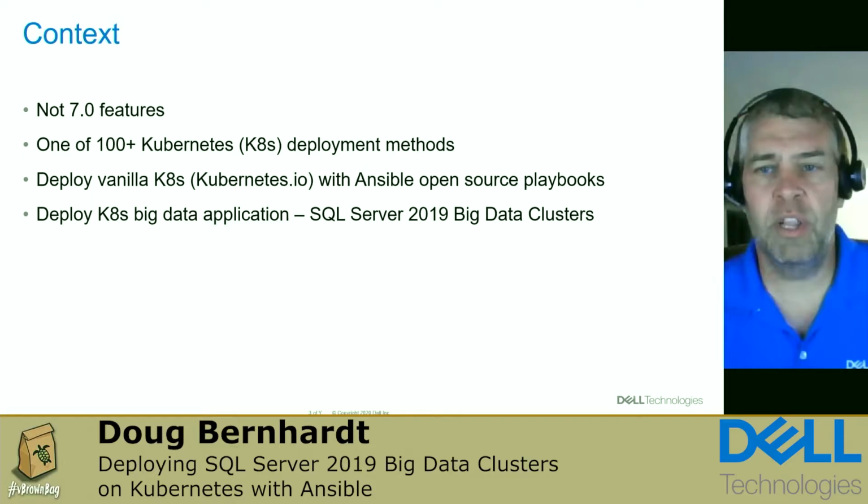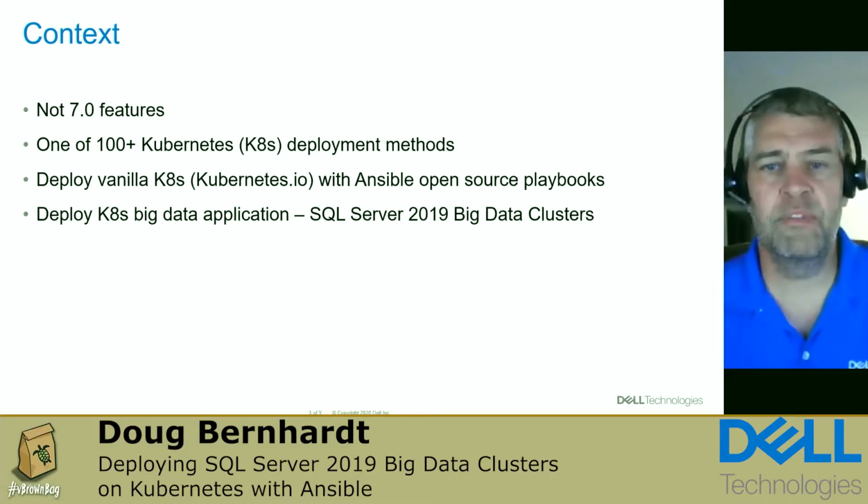Over the coming days, you'll surely hear a lot about forward-looking concepts and what's new in vSphere 7. This session is not about that. We're going to walk through a basic deployment of Kubernetes on a very simple environment of good old ESXi and vCenter. Also, keep in mind that there are literally over 100 different distributions of Kubernetes, as well as various different deployment models. This is a deployment of open source Kubernetes, or what is often referred to as vanilla Kubernetes. To perform the deployment, we're going to use basic VM templates and Ansible open source playbooks. Finally, we will deploy a big data application, Microsoft SQL Server 2019 big data clusters.